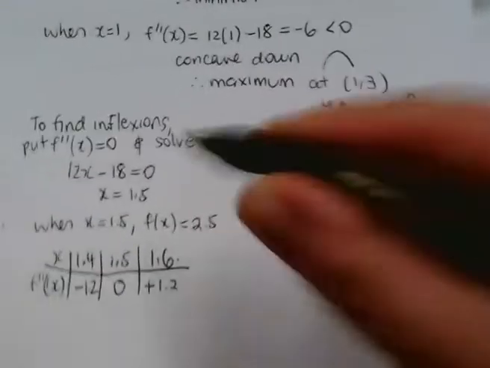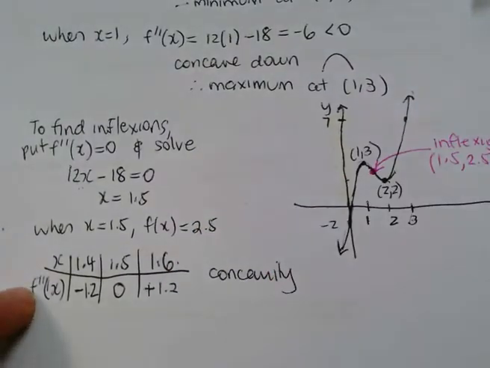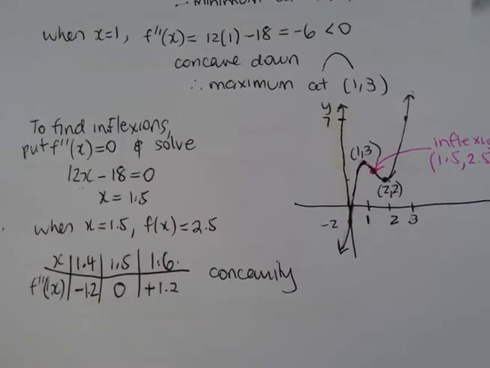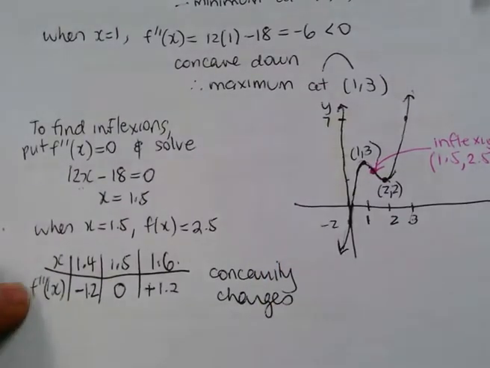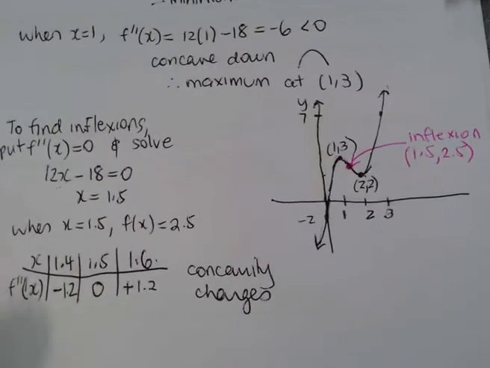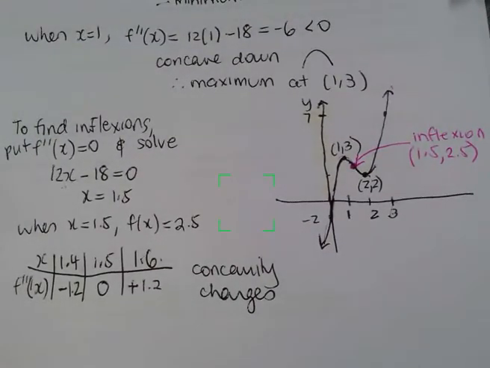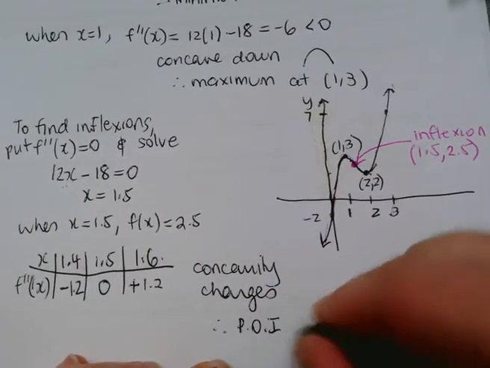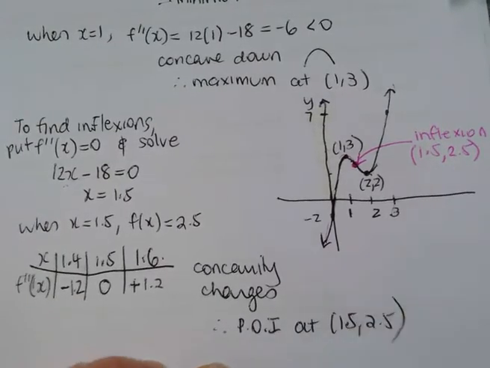Positive 1.2. Can you see the concavity changes? The second derivative is going from negative to 0 to positive. You need to see the negative positive change. So concavity changes, you must do this table. If you don't do the table, you don't get the marks. Because point of inflection means second derivative is 0 and concavity changes. Therefore, we have a point of inflection at 1.5, 2.5. And there's your curve.